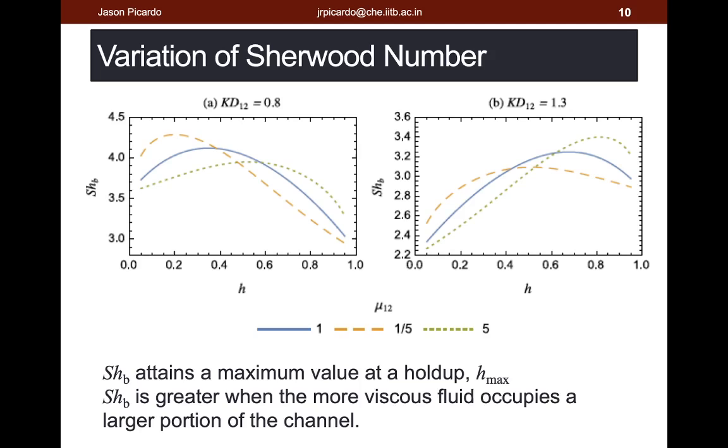So again, you see the power of the averaging method, and the physics it tells us from this calculation is quite useful also. It says that the mass transfer coefficient is greatest when you have a more viscous fluid occupying a larger holdup.